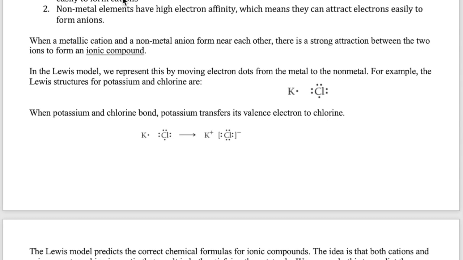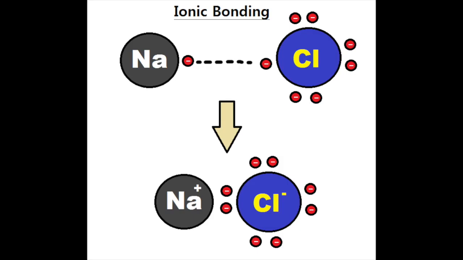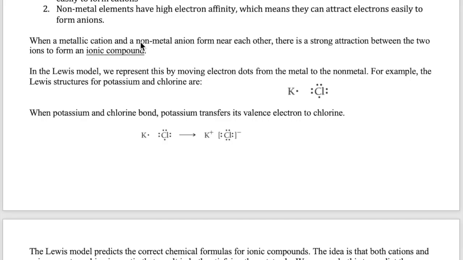Now, when the cations and the anions come together, electrostatics tells us that opposites attract, so the cations and the anions want to form an attractive interaction, and that attraction is what we refer to as the ionic bond. So an ionic bond is nothing more than an electrostatic attraction between a cation, a positively charged species, with an anion, which is a negatively charged species.